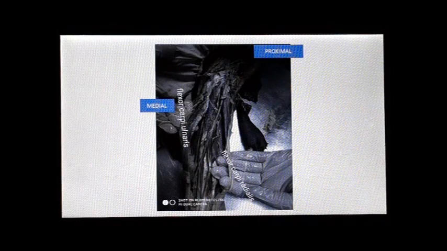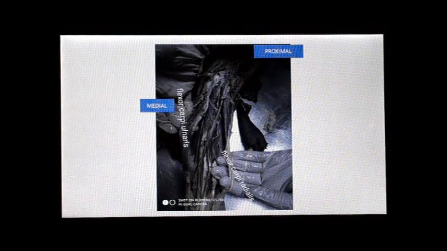So flexor carpi ulnaris is pierced by the ulnar nerve, and it gets inserted to the pisiform bone, hamate and also continues as a ligament called pisohamate ligament, finally ends up in base of fifth metacarpal bone.